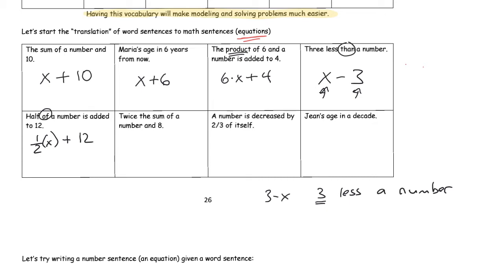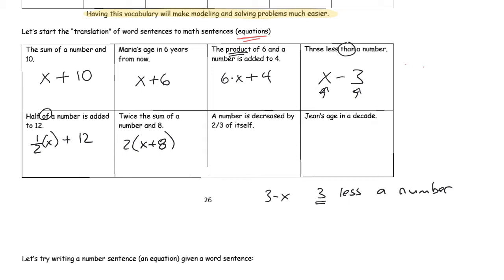This next one, twice the sum of a number and 8. So, 2 times, but it sounds like what we're going to do here is take twice the result that I get. This is implying that there's a set of brackets here, x plus 8, and then I'm going to take twice that. Twice the sum of a number and 8. So x plus 8, put that in brackets to make sure that happens first, and then multiply by 2.